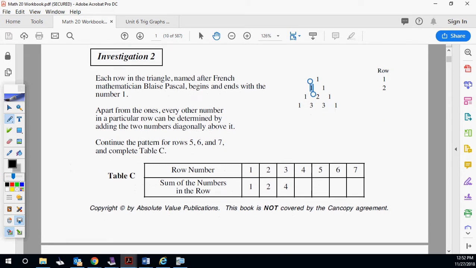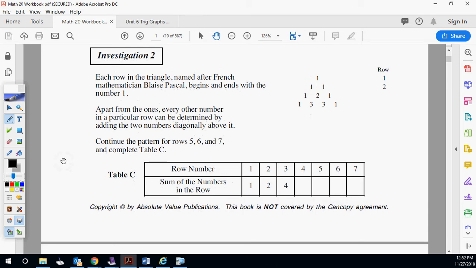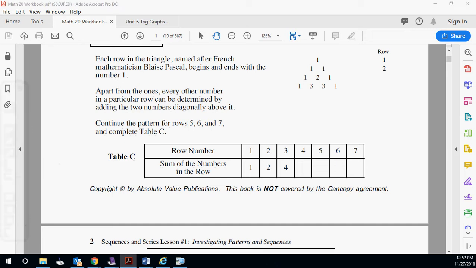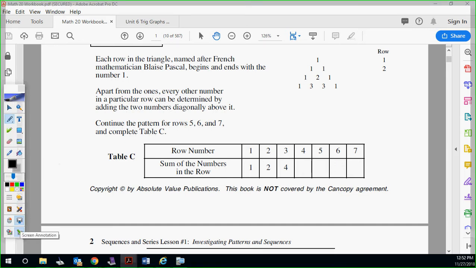Okay, investigation 2. If you're wondering what we're doing, we're going to build all these different patterns, and then we're going to identify them later. So we're leaving that and coming back to it. Now we're looking at a different one.